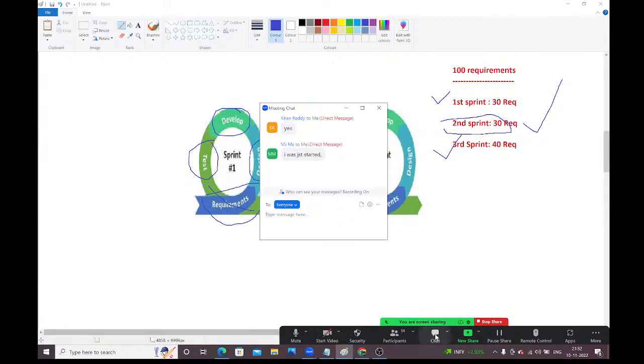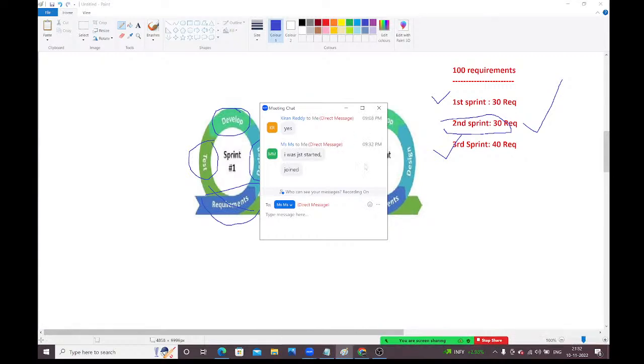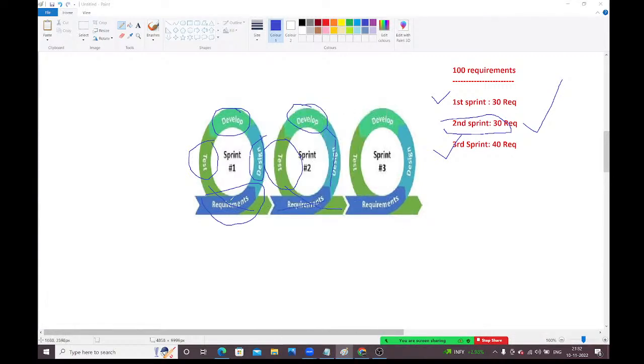At the releasing time, the DevOps team will be involved, guys. Sprint releasing means the DevOps team is mandatory. That release process will be taken care of by the DevOps team only. For each sprint, one release is there. Here, a total of 3 sprints are there, so 3 releases are required. For every release, before releasing to the client, we should take the feedback from the client.